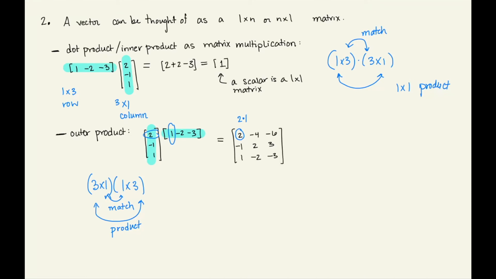So to use a different color, where does this minus 2 come from here? Well, that's going to come from taking the third row and the second column. That's a 1 times a minus 2, giving me this minus 2. So here's how I produce my outer product of this column vector and this row vector.